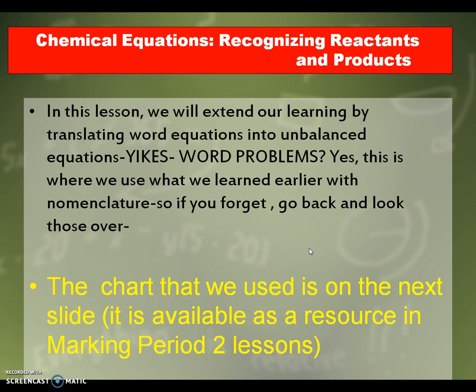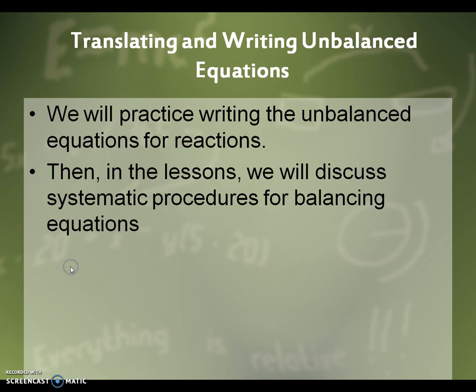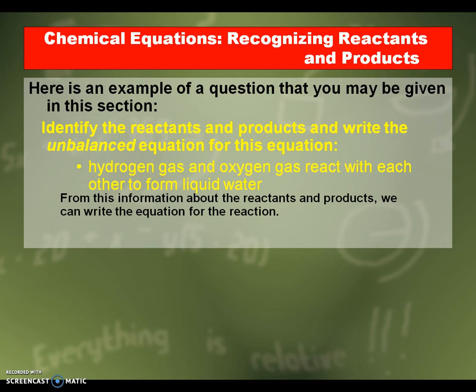The chart on the next page is what we're going to refer back to, and it was a resource in Marking Period 2, and it looks like this. So keep that in mind, print it out if you need help with translating. We'll practice writing the unbalanced equations for reactions. Then in later lessons we'll discuss systematic procedures for balancing equations. Here's an example. Identify the reactants and products and write the unbalanced equation for this equation.